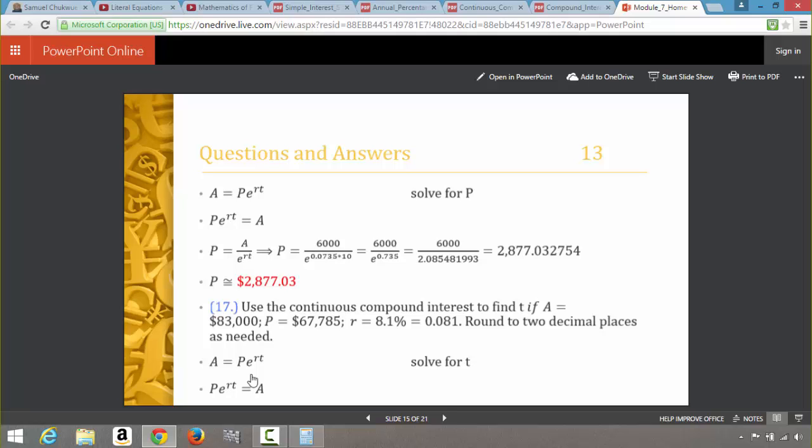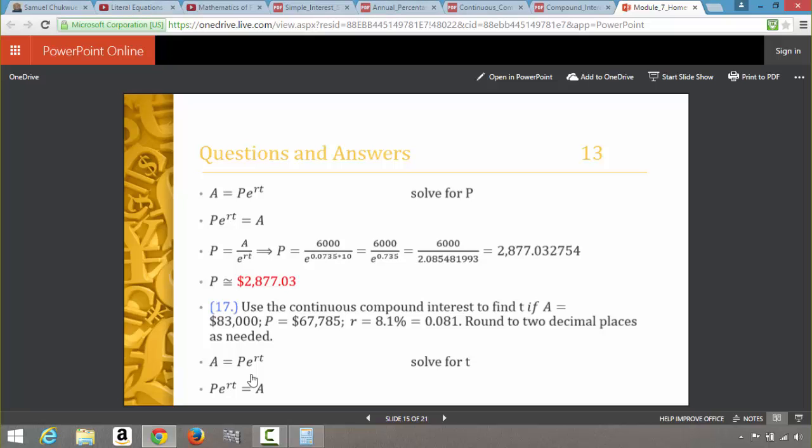Because if you have E, anything exponential, logarithms are the inverse of exponents, and exponents are the inverses of logarithms. So if you have a logarithm and you want to isolate the variable, you just apply exponents. If you have exponents and you want to isolate the variable, you just apply logarithms to both sides.